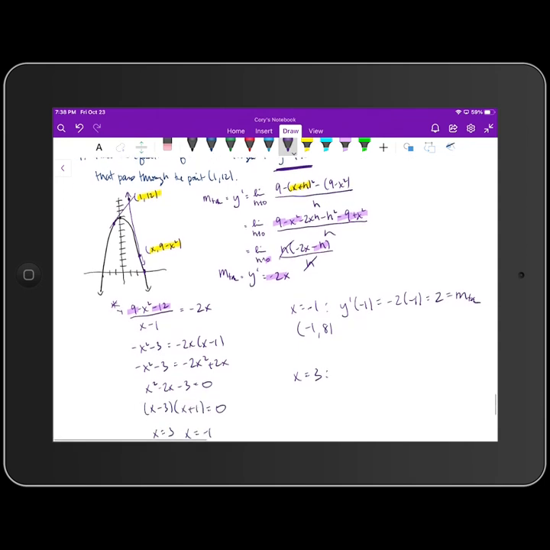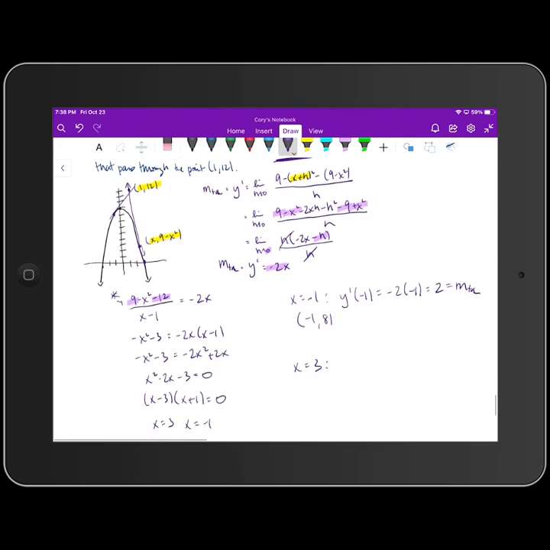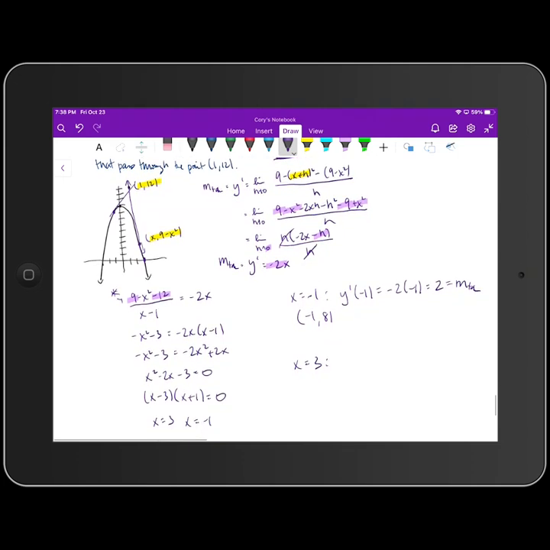And once we have the slope and point, we can plug that into our point-slope formula. So that's going to be y minus the y-coordinate 8 equal to the slope 2 times x minus the x-coordinate negative 1, and x minus negative 1 is the same thing as x plus 1. All right, so that's going to be our first tangent line equation.